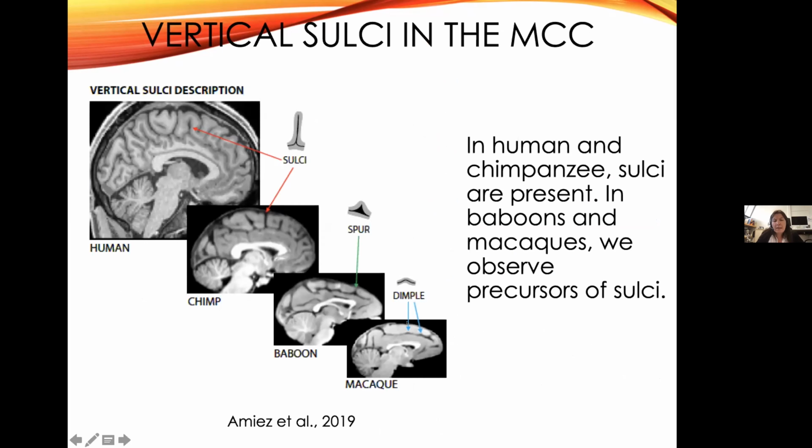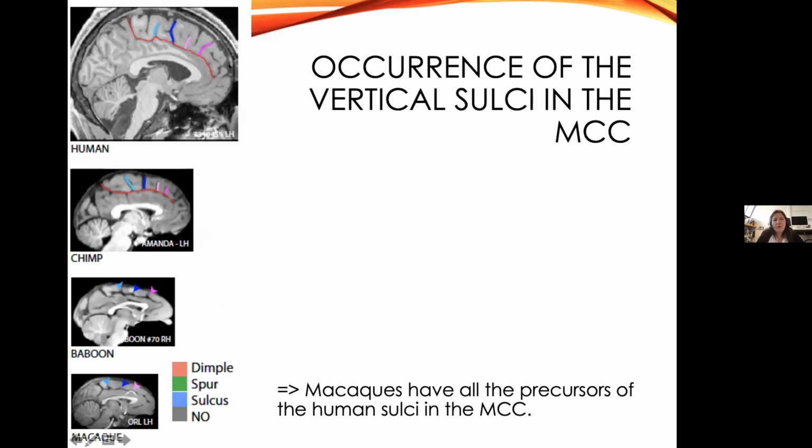In baboon and macaque, we cannot really talk about sulci, but we can talk about precursors of sulci, which appear in two different forms, a spur with a shape like this, or a dimple like this. So what we did, we looked at the occurrence of these sulci in the various species.